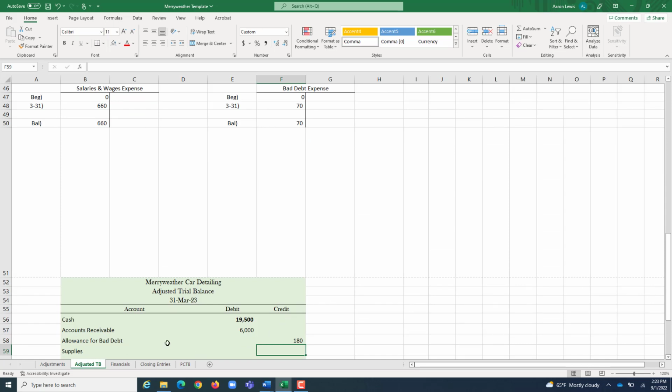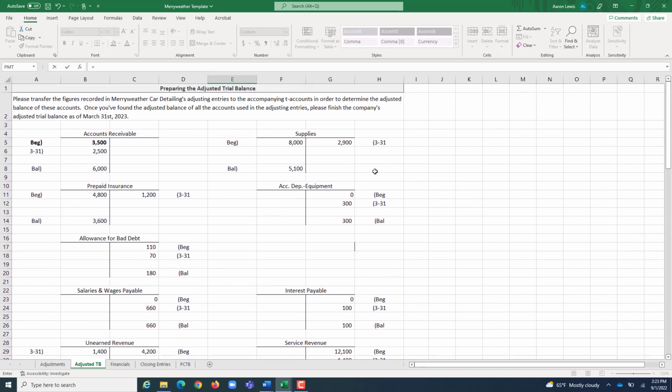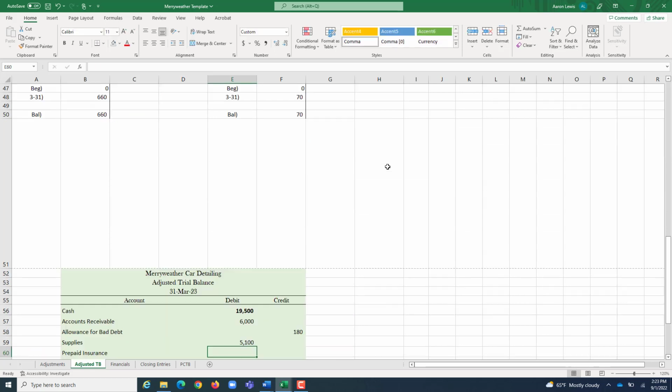Next up, we have supplies. Supplies will have a debit balance like all assets do. I'm going to hit equals. I'm going to go up. I'm going to find our supplies T account. And our supplies T account has a current debit balance of $5,100. I'm going to grab that number. I'm going to bring it down so that it is on our adjusted trial balance.